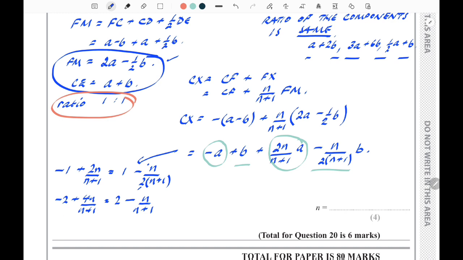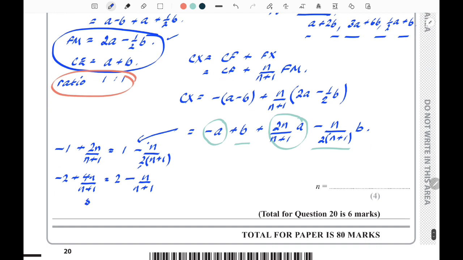And bring all the n's to one side, to the left-hand side. All right. And that is going to come out to be 5n over n plus 1, and bring the minus 2 across to the right-hand side, and you get 4. Multiply that across, so we have 5n equals 4 times n plus 1, so that's 4n plus 4, and that leaves us with n equals 4. All right, so the final answer there is n equals 4.